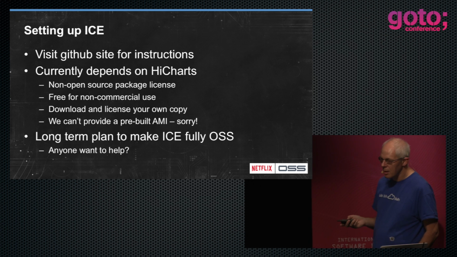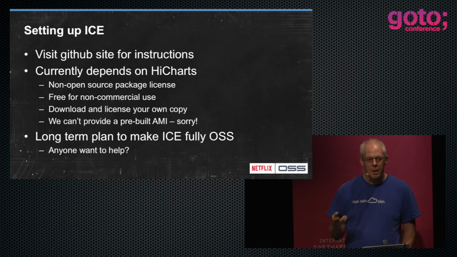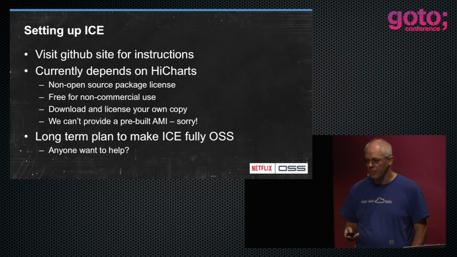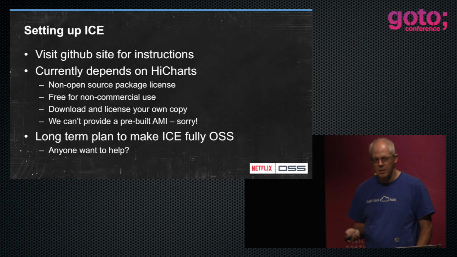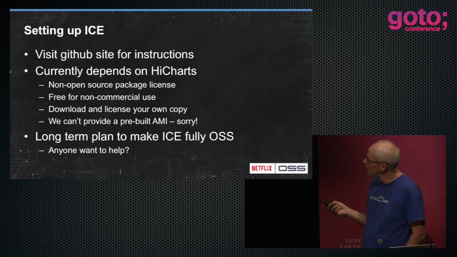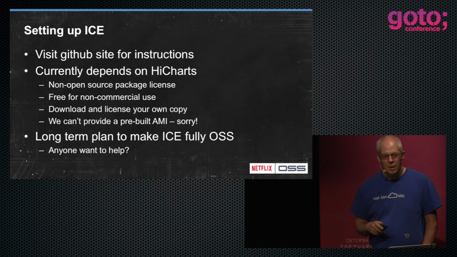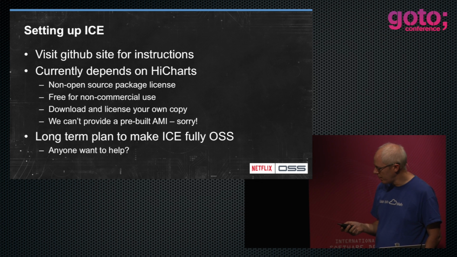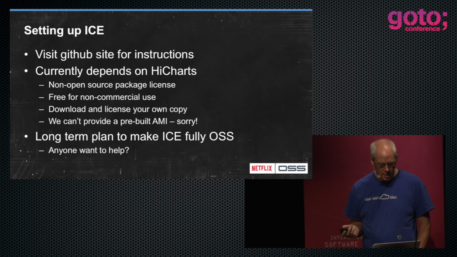Problem is it includes Highcharts, and the license terms for Highcharts say that you can't do a pre-built AMI because you have to have a license. So you have to go through a build process for it, unless eventually we'll take Highcharts out and put something else in. And if you care enough about that, then you could help because this is open source, right? But Highcharts is free for non-commercial use, so it's actually fairly cheap. It doesn't cost much to buy a license for it, and you may already have one because it's a nice graphing package. So that's the next thing.